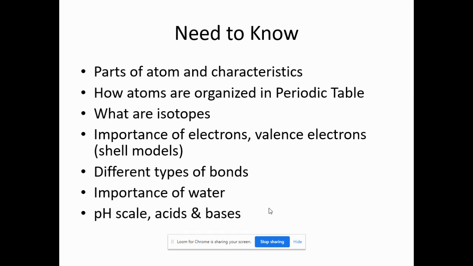Then we talked about electrons, the behavior of electrons. We talked about valence electrons. We talked about shell models. Make sure you understand how to construct a shell model. Then we talked about the different types of bonds and their characteristics. We talked about the importance of water. And then we finished talking about pH scales, the differences between acids and bases. So if you know these things and can discuss them, then you should have a good foundation from this lecture.